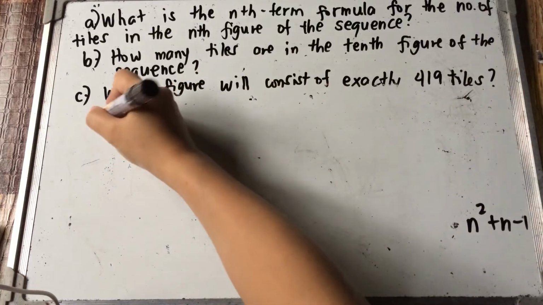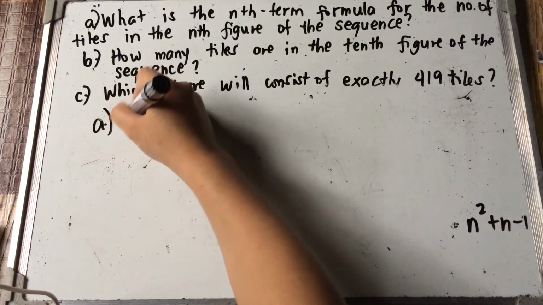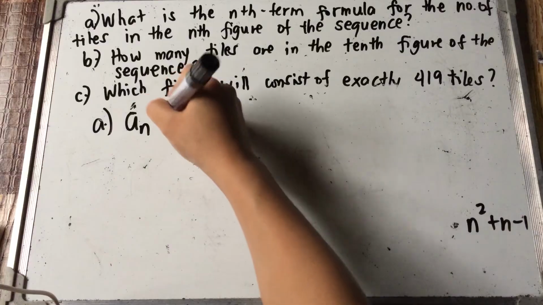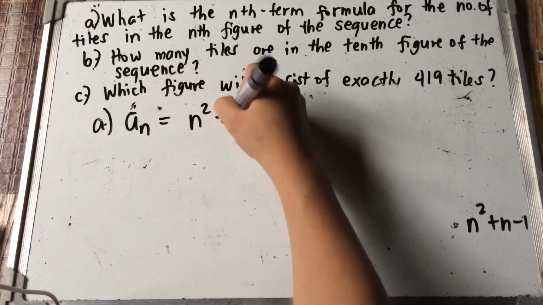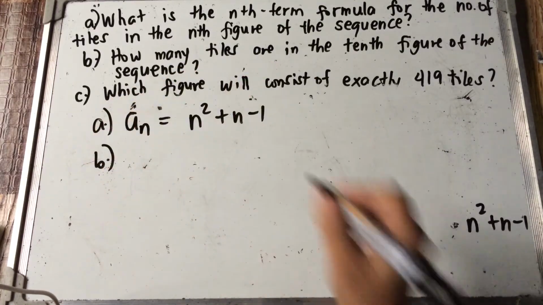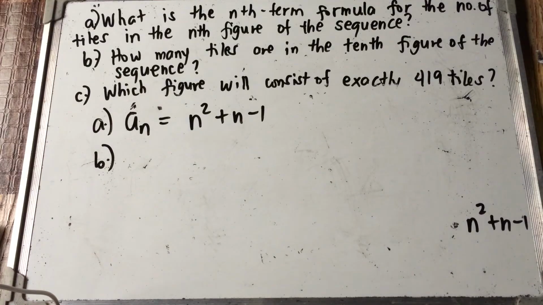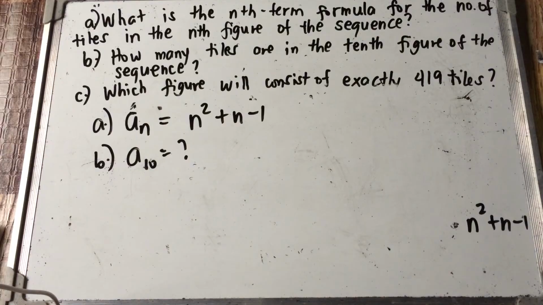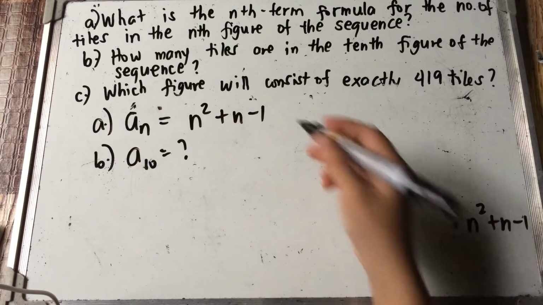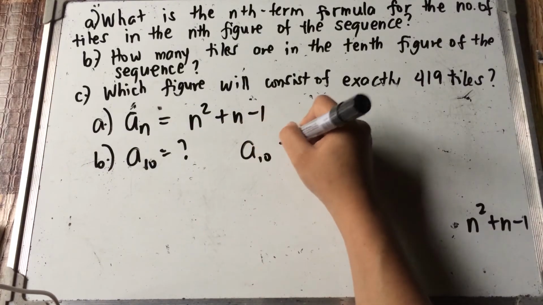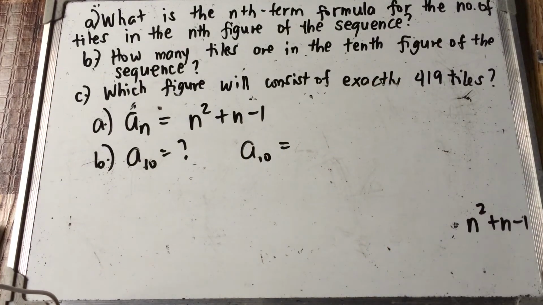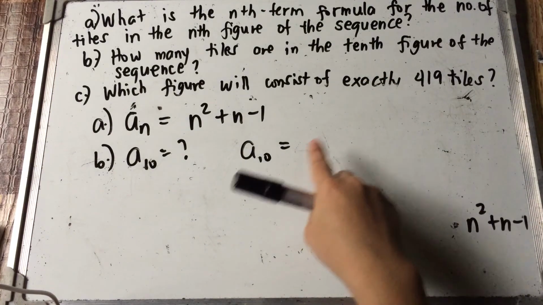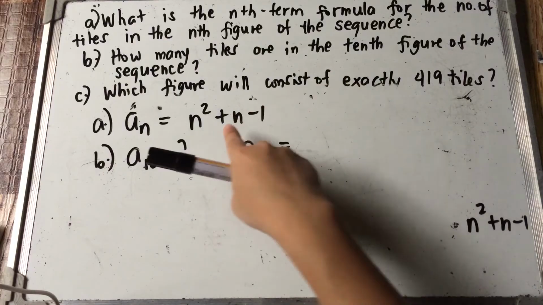Okay, next. So, do not forget to write the a sub n equal to n squared plus n minus 1. Okay, next, letter B. How many tiles are in the 10th figure of the sequence? So, ang hinahanap is yung value ng a sub n, or yung mismong value ng a sub 10. Since ang formula natin is a sub n, so a sub 10 is equal to n squared plus n minus 1.